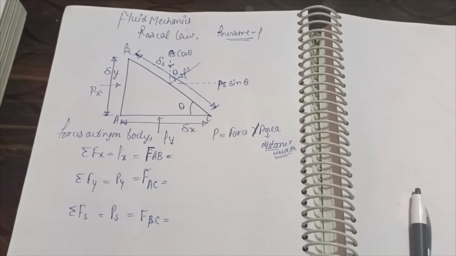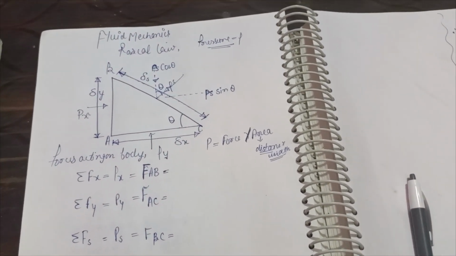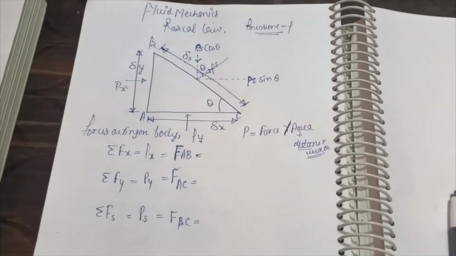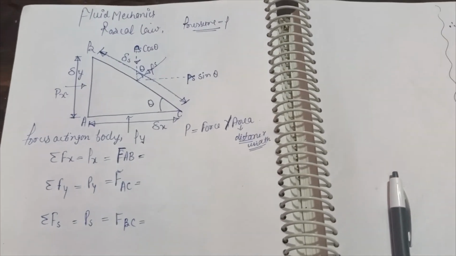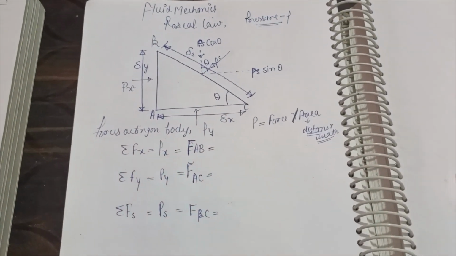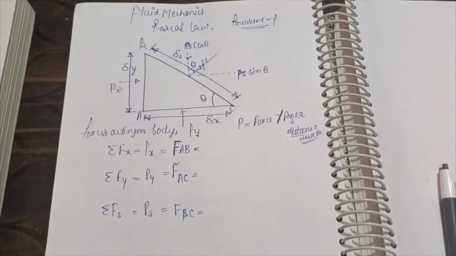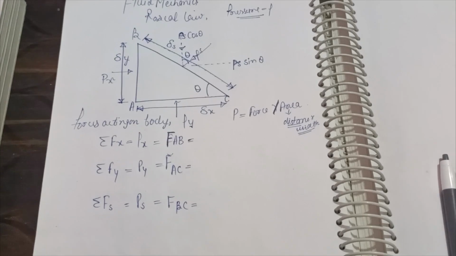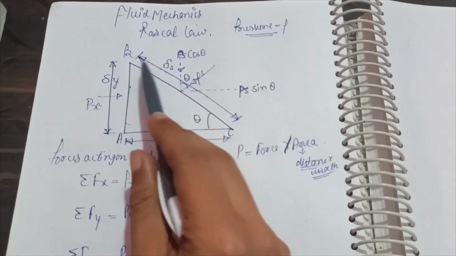So, the point is how can we derive it? How can we find it? Let's prove this Pascal's law. For the proof of Pascal's law, we need a wedge-shaped free body. So let's consider a wedge-shaped free body ABC.